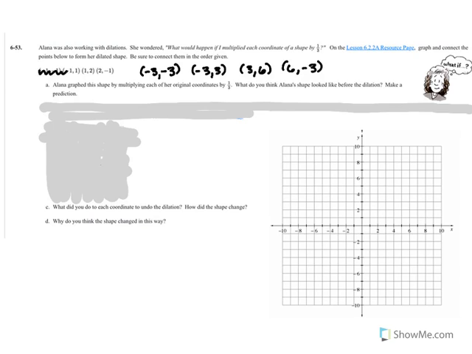Now graph those points really quickly. Pause the video to graph. When you restart it, we'll go through them together. Okay, so you should have done negative 3, negative, whoa, I graphed that wrong. Negative 3, negative 3, negative 3, 3. I guess that was a point too. 3, 6, and 6, negative 3. This is kind of a funky shape.